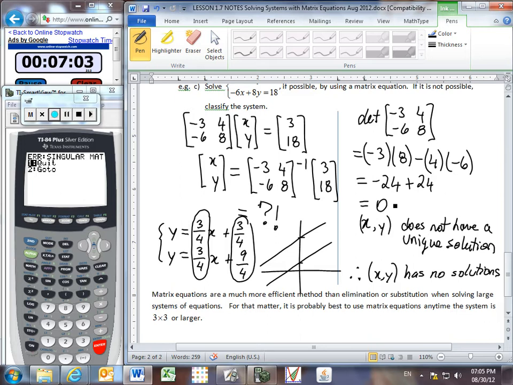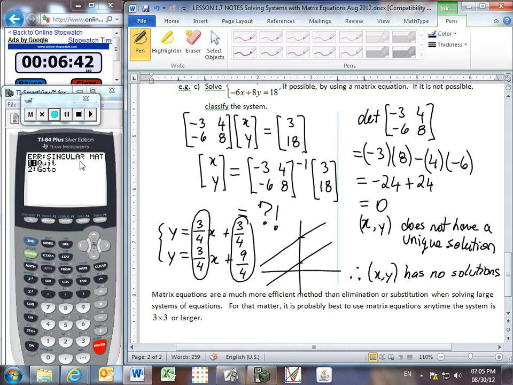It becomes increasingly unlikely to have a determinant of 0 if you have a 3x3 or a 4x4 or a 5x5 system. So certainly the larger the system gets, the less likely it is that you will have a singular matrix, and the more efficient it will be to solve the system using matrix equations.